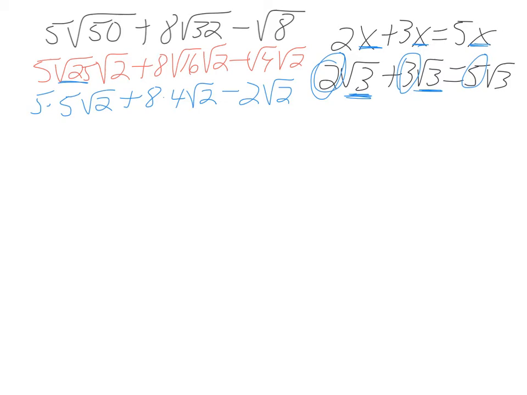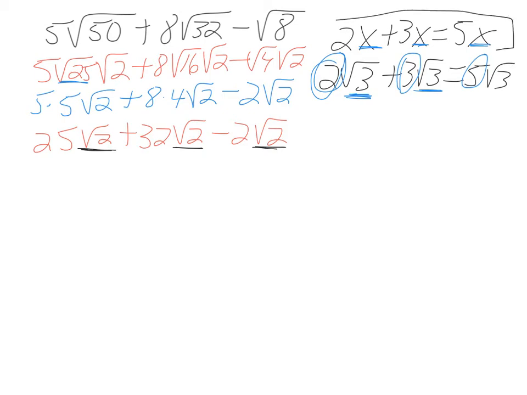Alright, a little bit more cleaning up. 5 times 5 is 25. Square root of 2. Plus 8 times 4 is 32. Square root of 2. Minus 2 square root of 2. Alright, and the last part of cleaning up, since they all have the exact same radical there, square root of 2, remember that is just like up here, where I had 2x plus 3x is 5x.